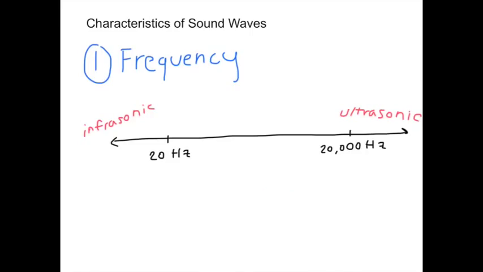So now we're going to define a few characteristics of sound waves. The first is frequency. The frequency of a sound wave determines its pitch as perceived by the listener. So waves humans can hear are typically between about 20 Hz and 20,000 Hz. Any frequency below that is known as infrasonic, while frequencies above 20,000 Hz are called ultrasonic frequencies.